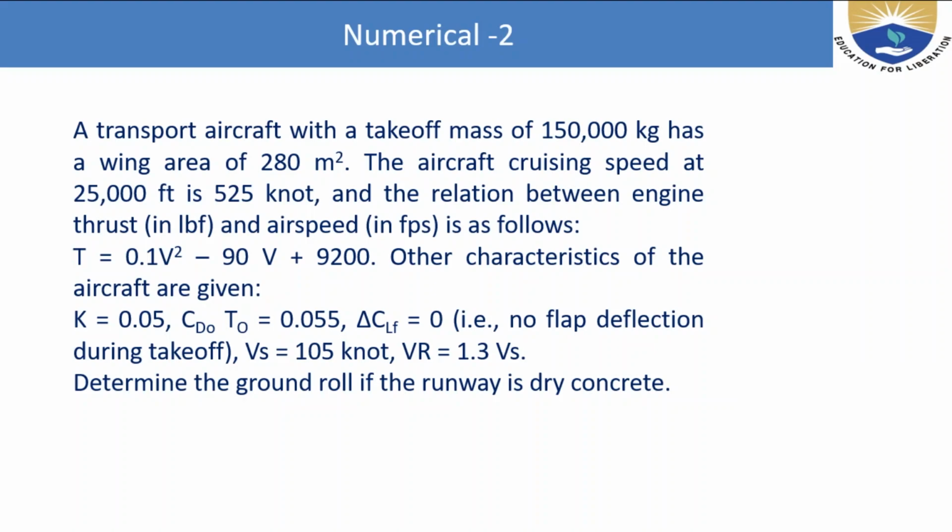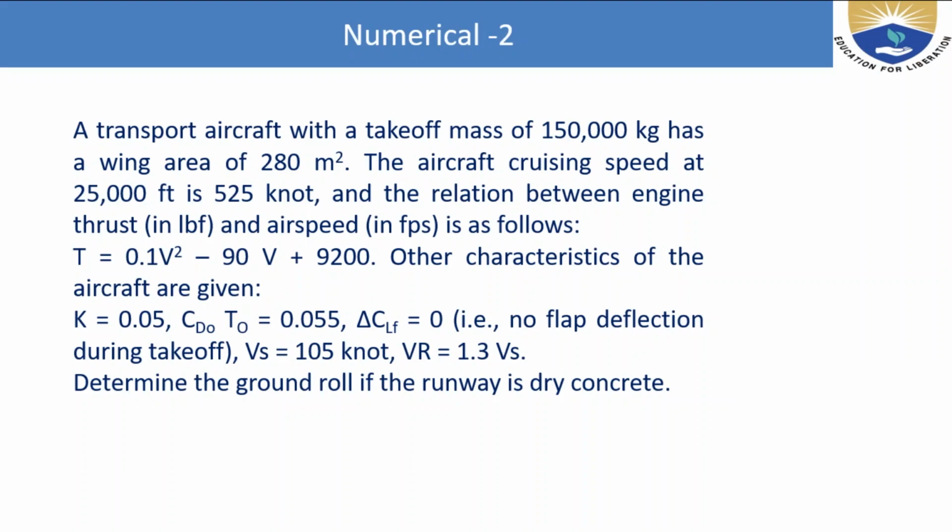A transport aircraft with a takeoff mass of 150,000 kg has a wing area of 280 meters square. The aircraft cruising speed at 25,000 feet is 525 knots, and the relation between engine thrust in pounds and the airspeed in feet per second is as follows: T is equal to 0.1 V square minus 90 V plus 9,200.